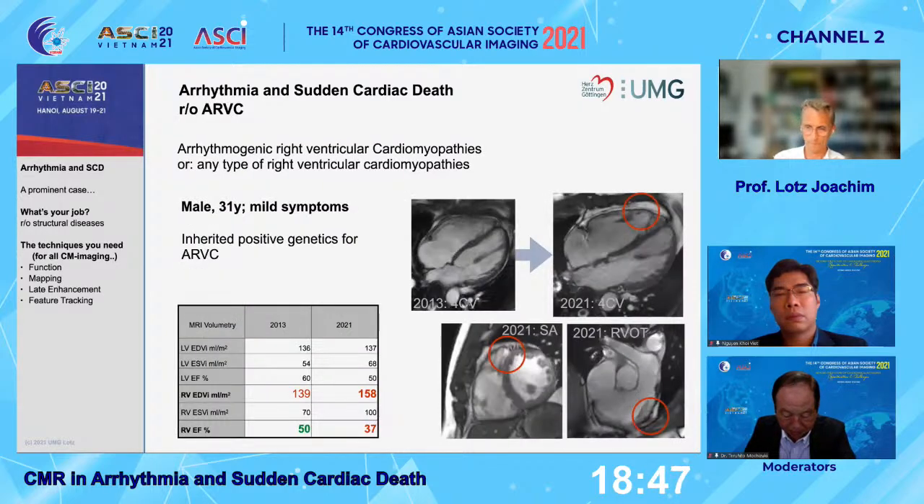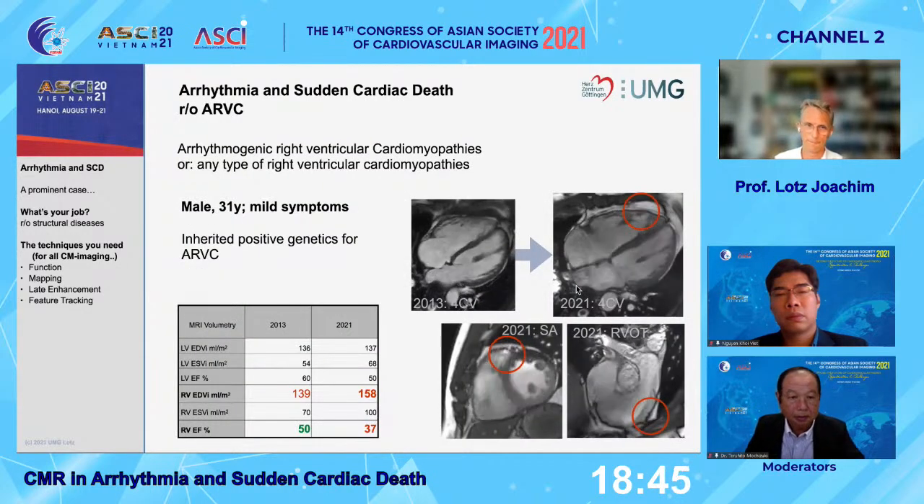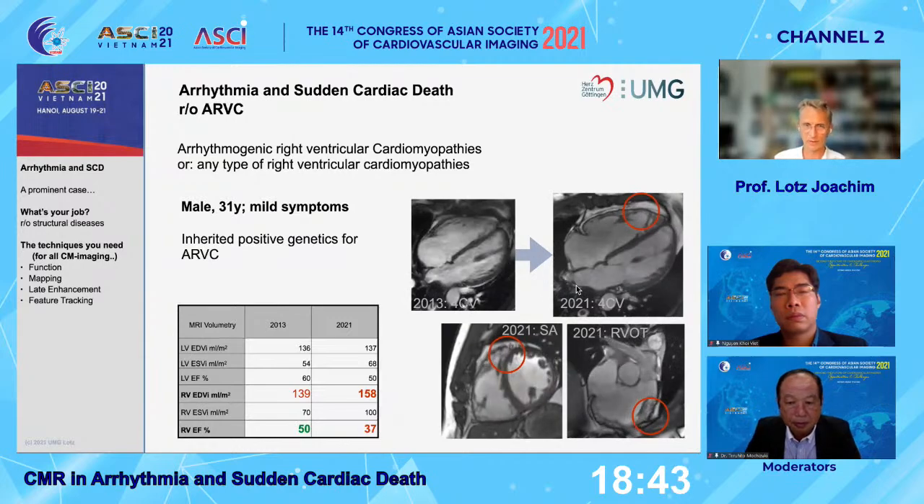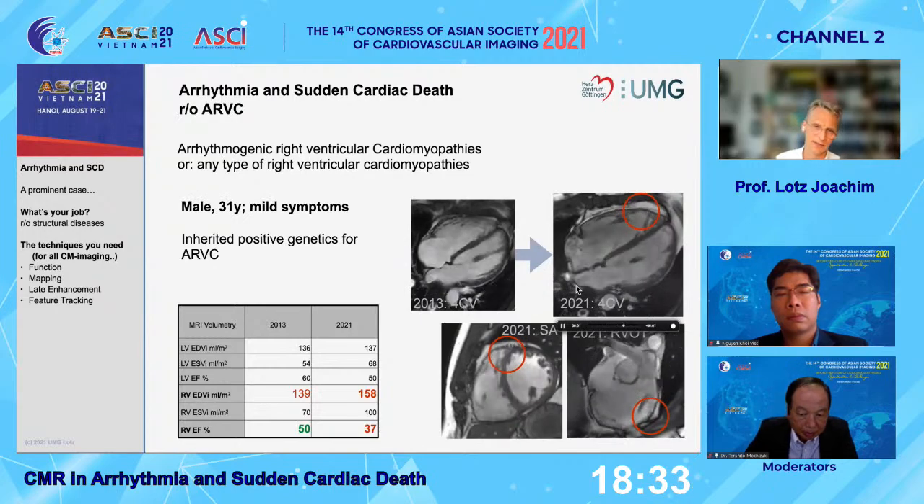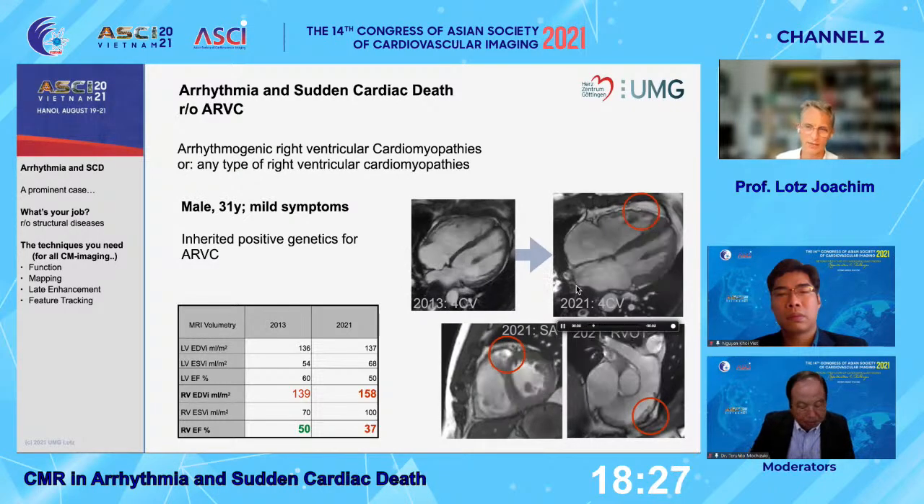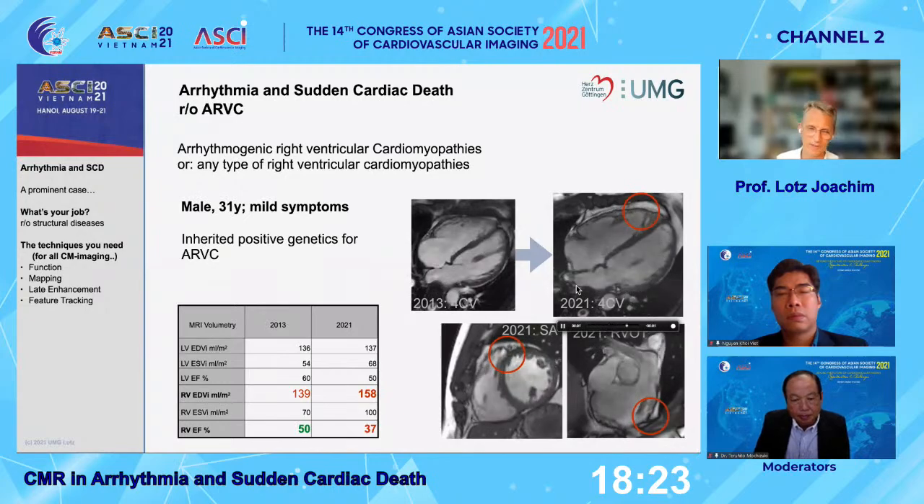So this is one example. This is a 30-year-old male who has some mild symptoms of palpitations, and we know him for quite long, and he has inherited positive genetics for ARVC. So biopsy proven, and actually we monitor him every 5 to 6 years, depending on his symptoms. And these are the last two.